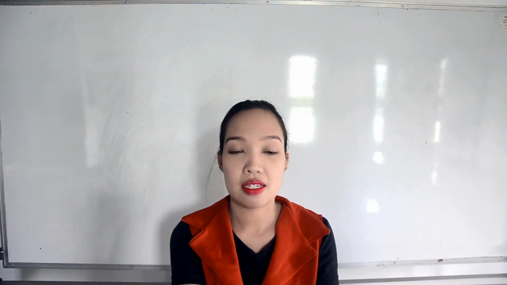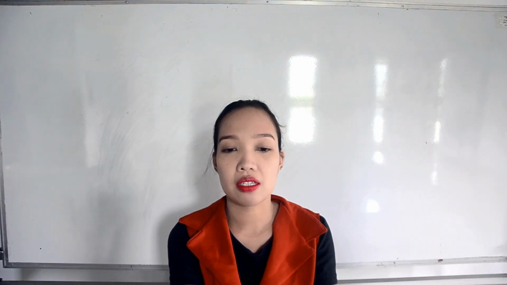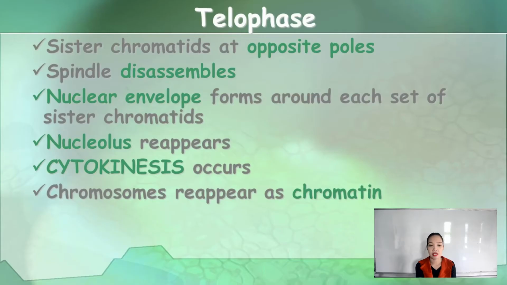And the last stage of mitosis is the telophase. Sister chromatids at opposite poles, spindle disassembles, nuclear envelope forms around each set of sister chromatids, and nucleolus reappears. Cytokinesis occurs, and chromosomes reappear as chromatin.